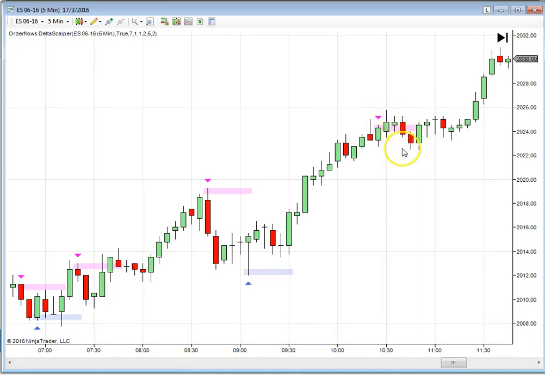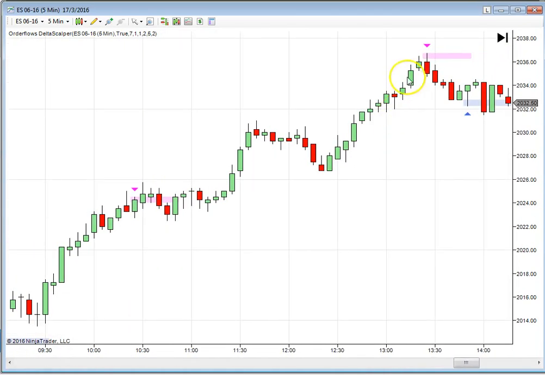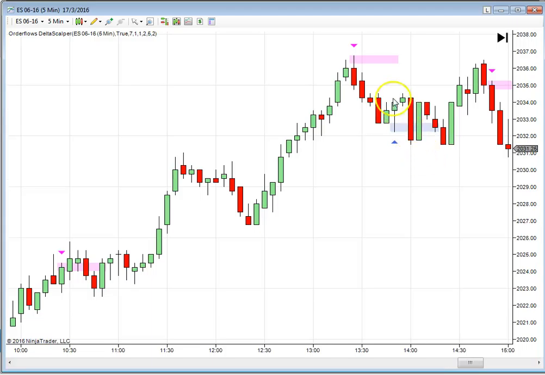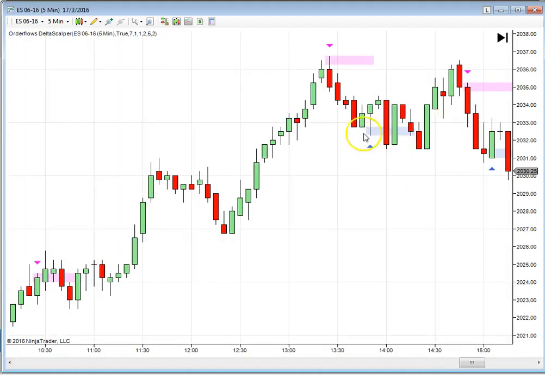Yeah, this one, it failed. They don't always work. Here's a small little winner. Here's one that just sort of once came down. It probably would have stopped you out. I'm not going to say you have to have a 2-point stop below this or whatever, but I like to keep my stops tighter.